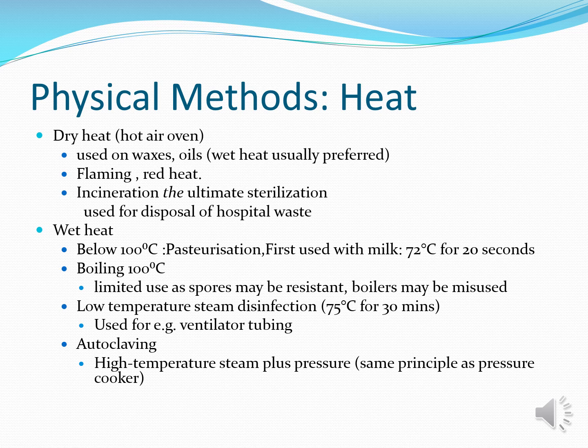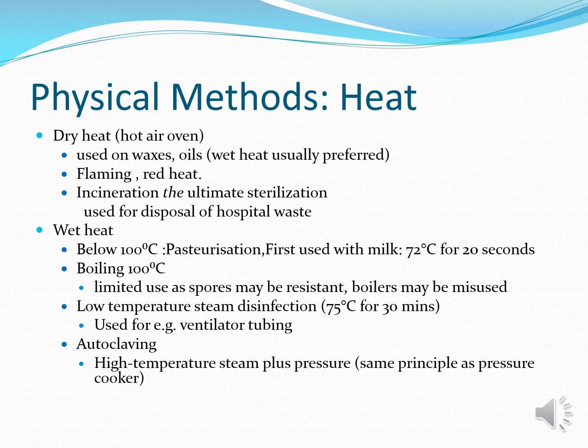Wet heat. It can be defined as disinfection at less than 100 degrees. For example, you have pasteurization. Here the milk is heated to around 72 degrees Celsius for 20 seconds, then boiling at 100 degrees Celsius. It is of limited use as spores may be resistant, and boilers may be misused. Then low temperature steam disinfection, around 75 degrees Celsius for 30 minutes. It is used for instruments like ventilator tubings.